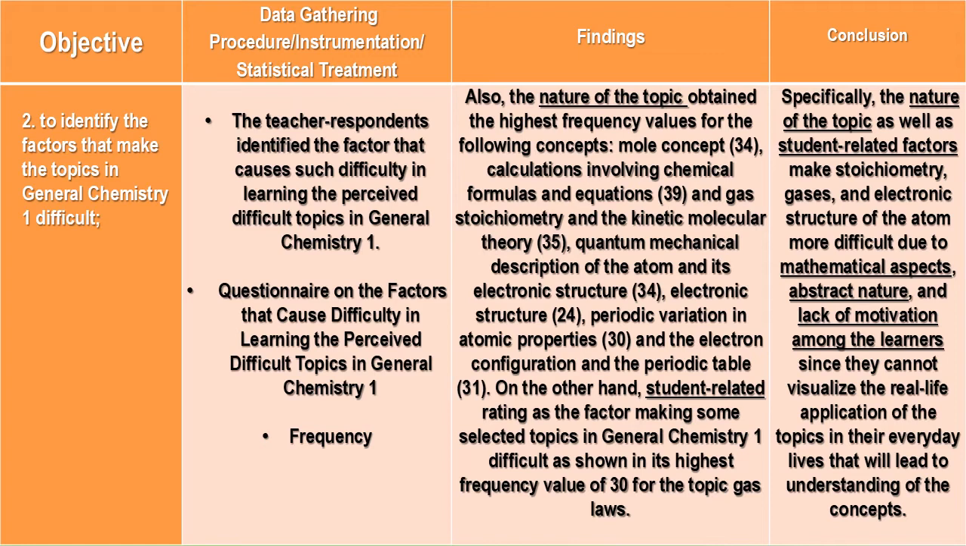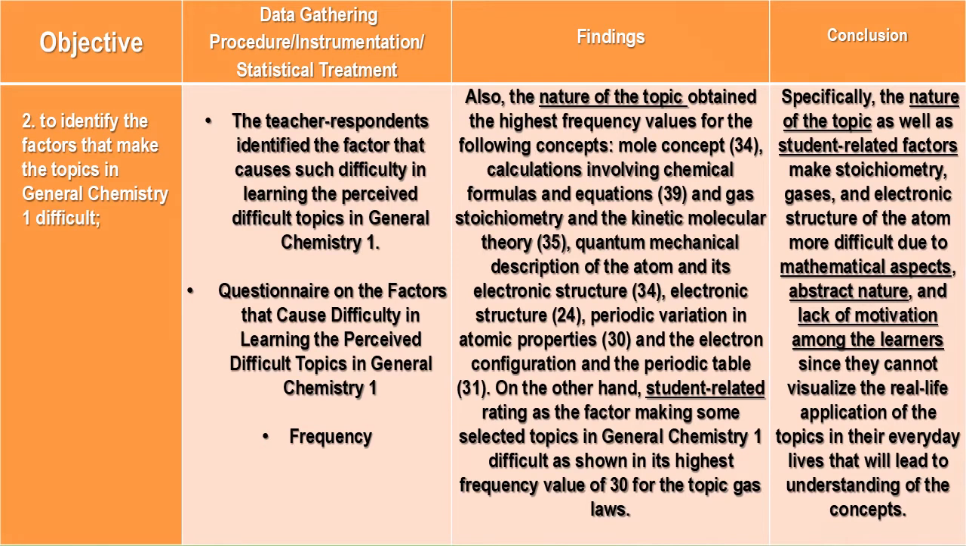For the conclusion, the nature of the topic as well as student-related factors make stoichiometry, gases, and the electronic structure of the atom more difficult due to mathematical aspects, abstract nature, and lack of motivation among the learners, since they cannot visualize the real application of the topics in their everyday lives that will lead to the understanding of the concepts. And this is where the 5E learning model comes in. Those abstract concepts were concretized so that they can visualize the concepts of the difficult topics in General Chemistry 1.